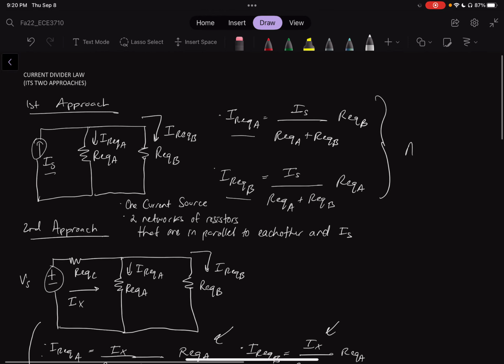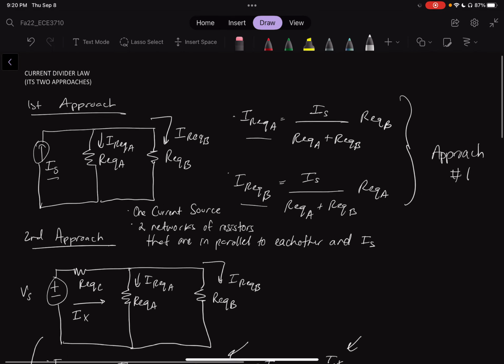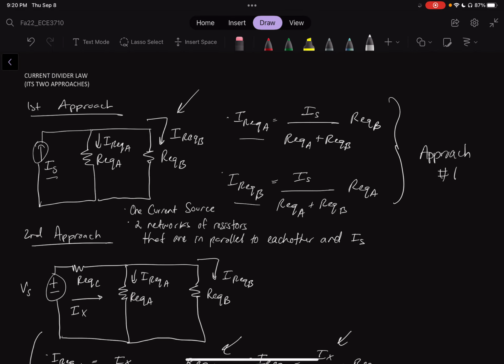This was approach number 1. Why do I call them different approaches? Because in this circuit shown here, you have the ideal spoon-fed best case scenario with homework and exams, where you have a current source in parallel to 2 resistors, and each resistor can be equivalent to a network of resistors. That's why I put R equivalent A.